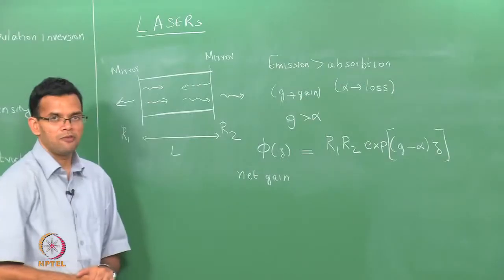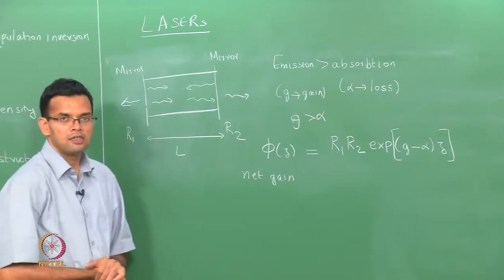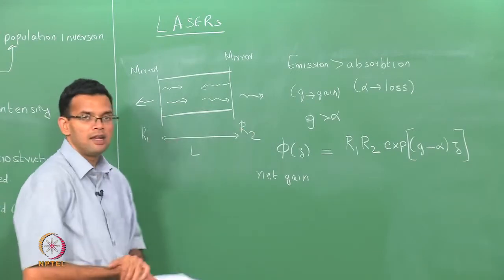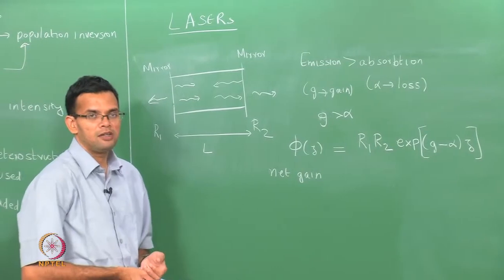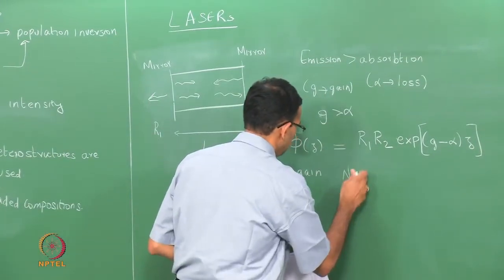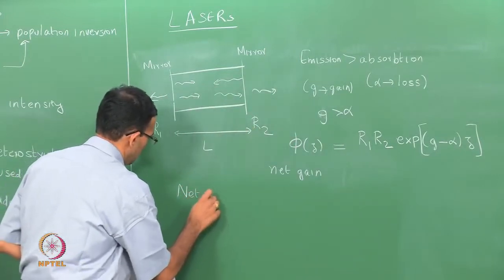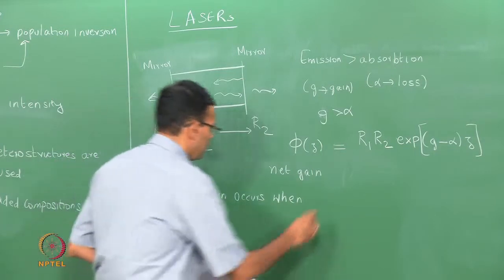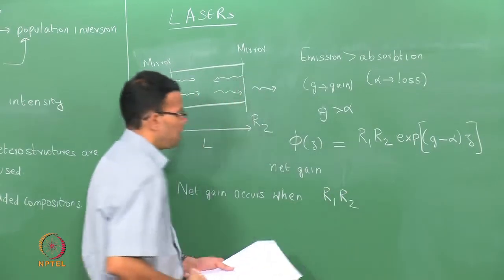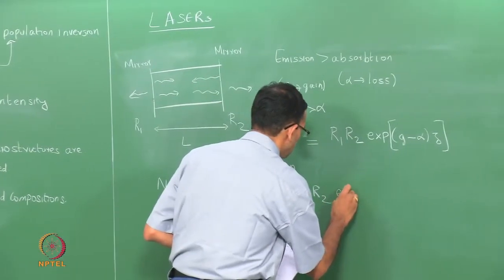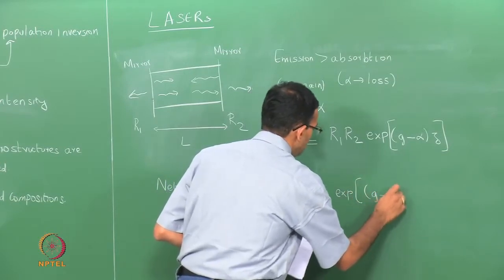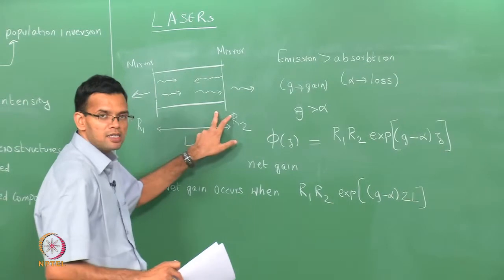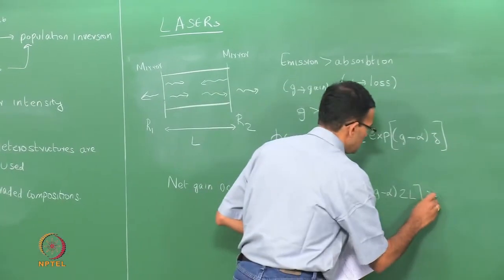Now, if L is the length of your laser and I have a light that originates at one corner, it travels a length L, gets reflected from the second mirror and travels a length L back, which means the total distance travelled is 2L. So, you have a net gain when phi is more than 1, or you have R1 times R2 exponential G minus alpha. Now, the total distance travelled is 2L, because it travels from one mirror to the next and then gets reflected and comes back. This should be greater than 1.